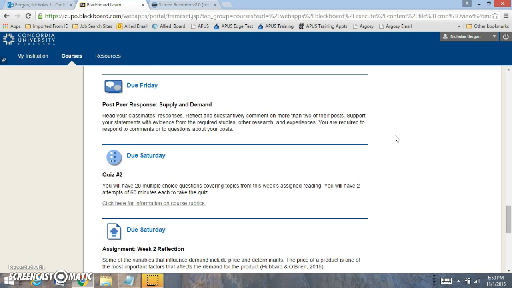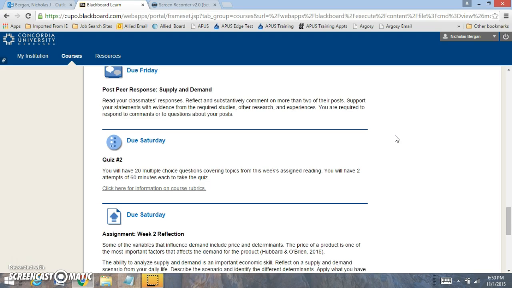Then due by Friday, you want to at least have a one-paragraph response for your peer responses. You need to at least have one paragraph, which can be to any of your peers or to any of the questions that I ask in the discussion board as well.